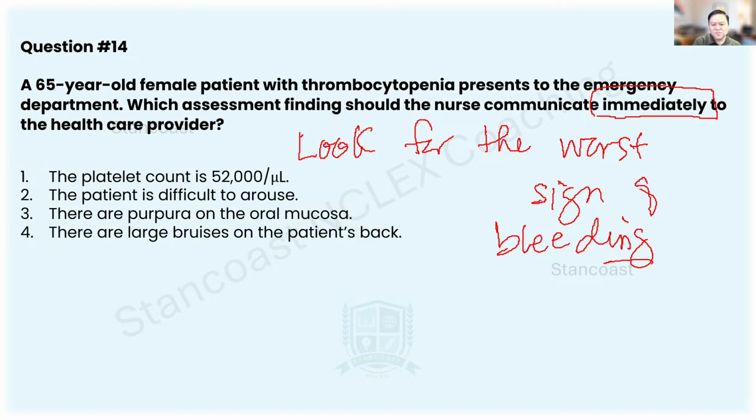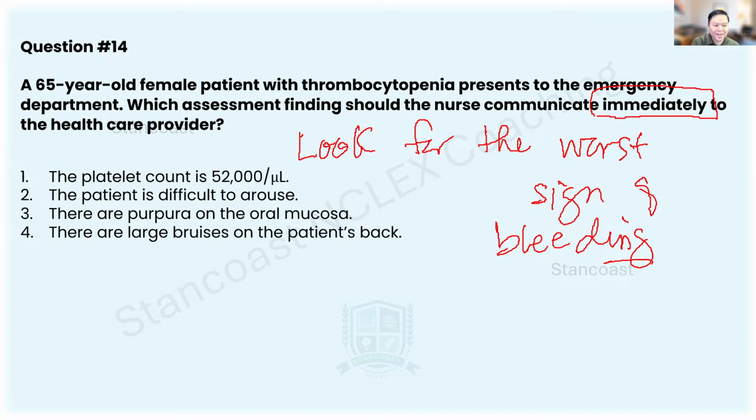A 52,000 platelet count per microliter, even though it's very low, right? But does it mean anything to you? Are there any more manifestations associated with it? So if you're just looking into the number, yeah, it can be critical, but what about the manifestations in the other choices? Do you think that the other choices here are much more pressing?